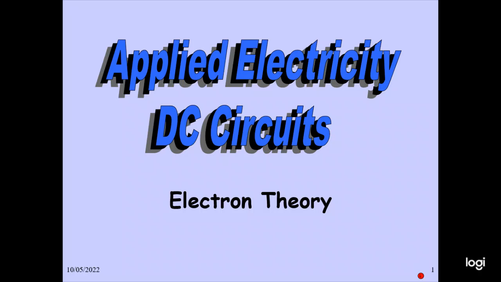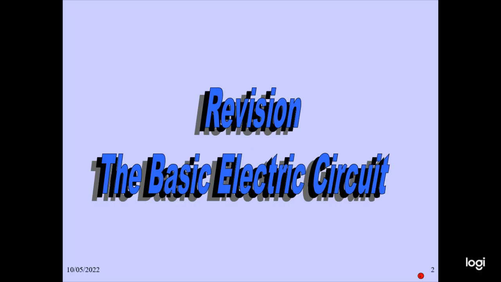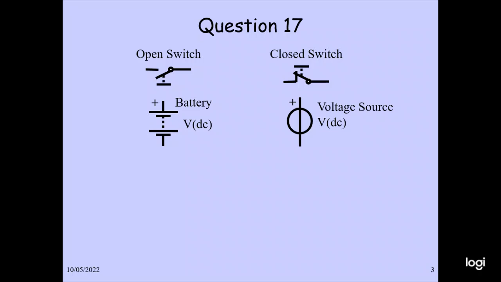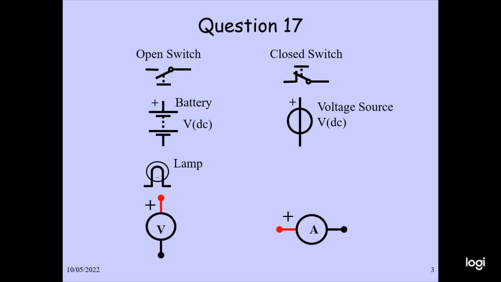Applied electricity DC circuit, we're talking about the electron theory. So in this case, our basic electrical circuit, this is open switch, closed switch, the battery, this is borosole, this is lamp, this is the voltmeter connection, the ammeter connection, and this is fuse. So those are the diagram symbols of the open switch, closed switch, battery, borosole, lamp, fuse, voltmeter, and ammeter.